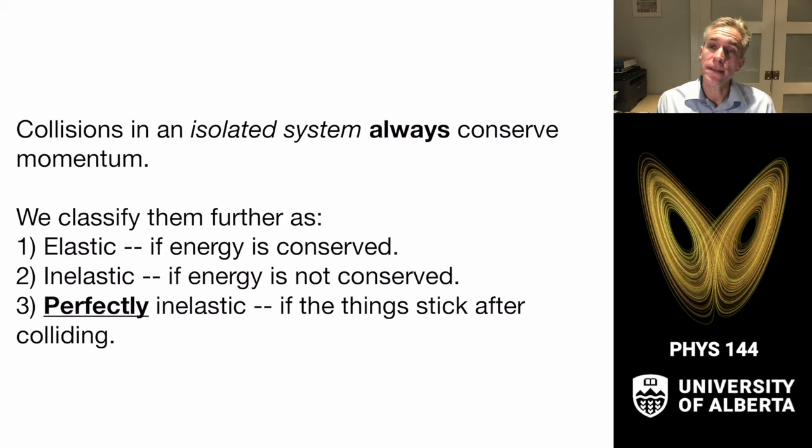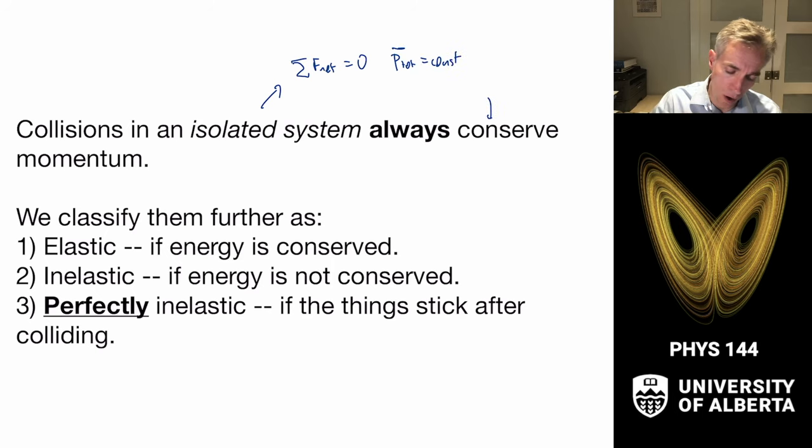The neat thing about this is we are going to apply our conservation laws to solve how some of these collisions actually work. Collisions in an isolated system have no external forces on them. Isolated system is physics language to say that the sum of the net external forces is zero. Therefore, P total is a constant, and this always conserves momentum. We further classify these collisions with different words based on their energy conservation. If they are elastic, the energy is conserved in this interaction. Inelastic means it's not elastic, or energy is not conserved. Perfectly inelastic is what happens when two particles stick together after colliding.